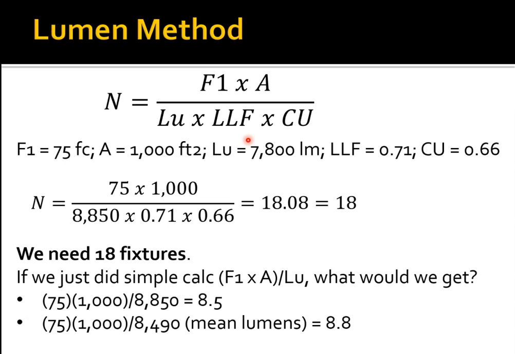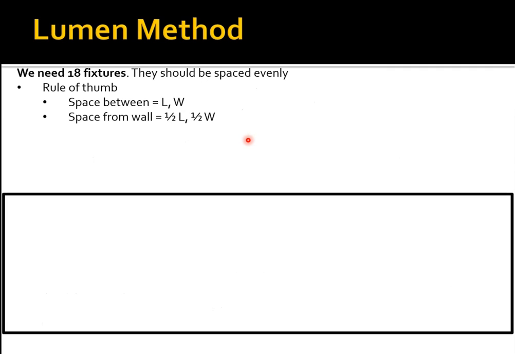All right, so the last thing we want to do is figure out how we're going to arrange these luminaires or these fixtures, right? Ideally they should be spaced evenly. Obviously you want everything to be symmetrical, so you don't have bright and dark spots. And the rule of thumb is the distance between the luminaires should be equal to the length or the width of the luminaire. And I'll show you this example here in a second. And then the distance from the wall should be half of the luminaire length or width. So we have 18 fixtures, so this works out pretty nicely for us.